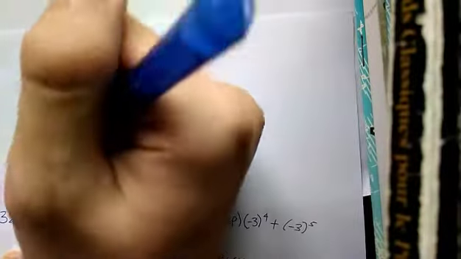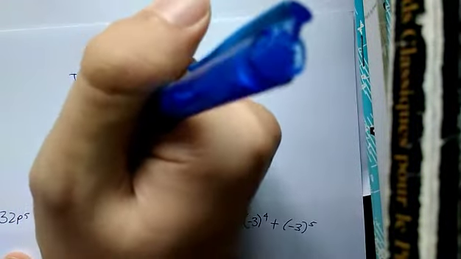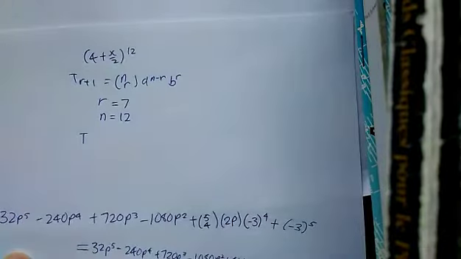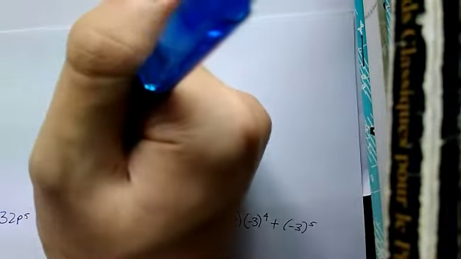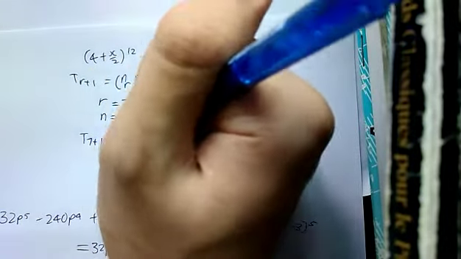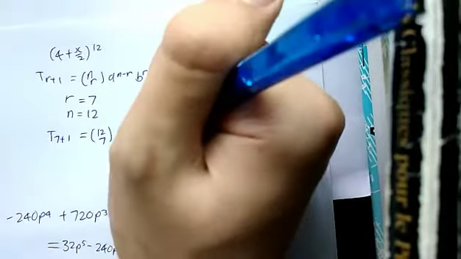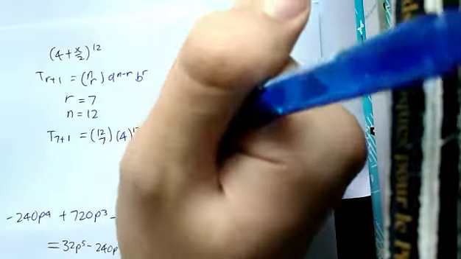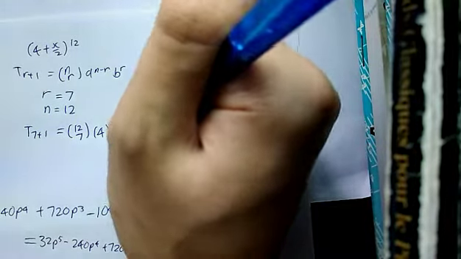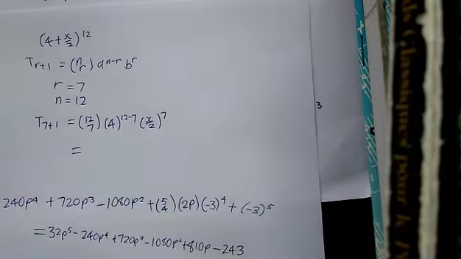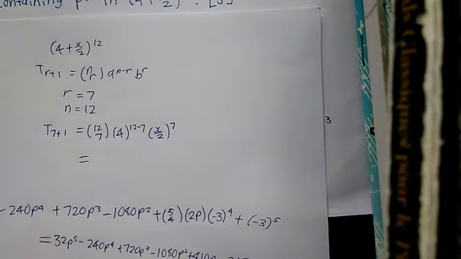So we sub in t 7 plus 1 equals to 12 choose 7. A is 4, so we have 4 to the power of 12 minus 7, and b is x divided by 2 to the power of 7. And we're going to equate this. So always remember, the general term formula can also be used to find a particular term, not just the general term. And if they ask you and you get stuck, this formula is always useful.